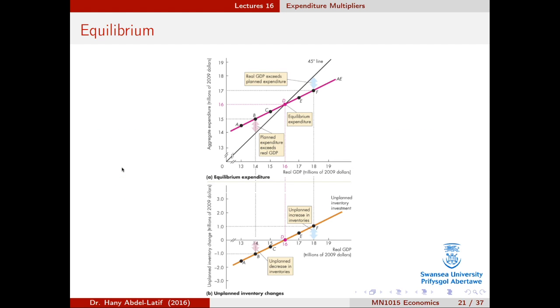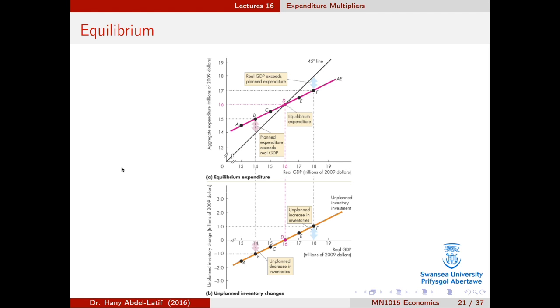So we stopped at that point, and as I said, this is a very important graph, because that's the main point behind this lecture: how aggregate demand determines the level of real GDP. That's the main question in this lecture and in the previous lecture. So what we see here, in the top section, on the horizontal axis we have the real GDP, and on the vertical axis we have the aggregate planned expenditure.